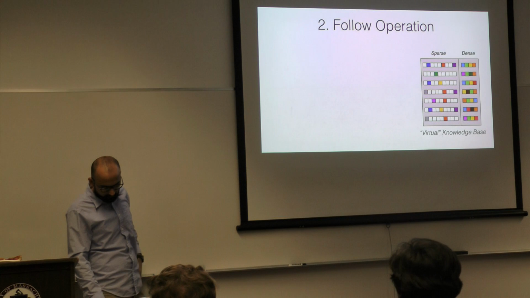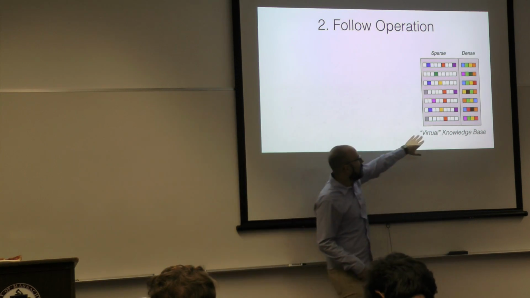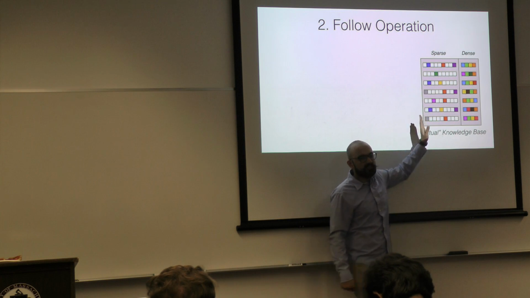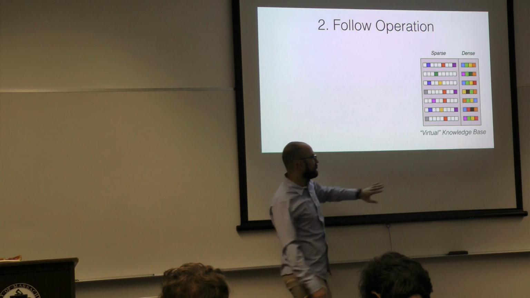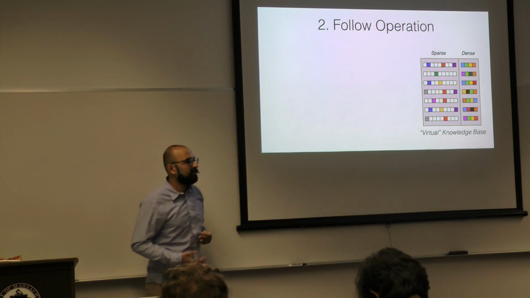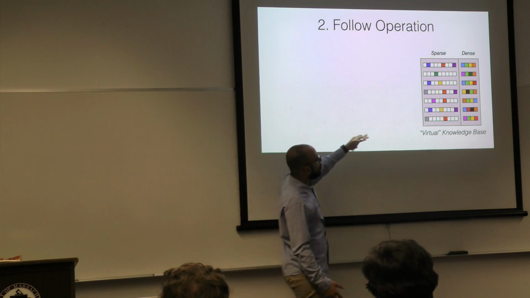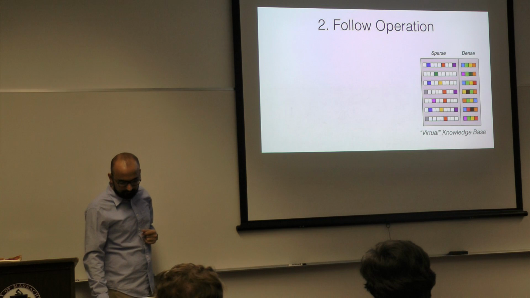Okay, so now once we have the sparse and dense components for each entity mentioned, we are actually going to throw away the underlying text corpus, and this is going to be our only source of information. So now the second part is, given a multi-hop question, how do we do the relation following operation that I had described?